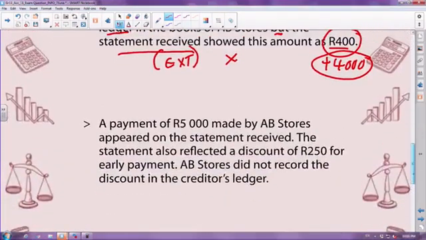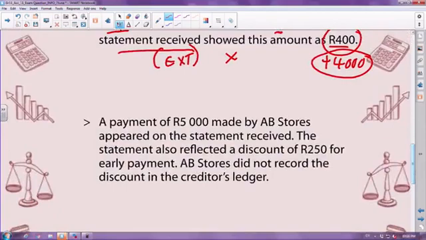Okay, right, the next info. A payment of 5,000 Rand made by AB stores appears on the statement received. So you've got a payment for 5,000 Rand, it's appearing on the statement. The statement also reflected a discount of 250 Rand for early payment. AB stores did not record the discount in the creditor's ledger.